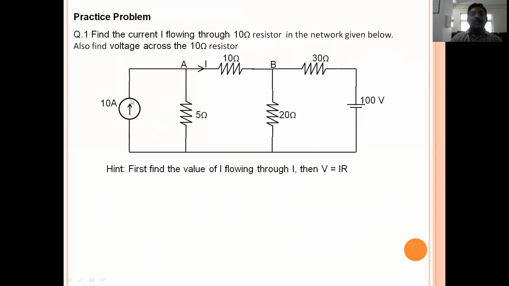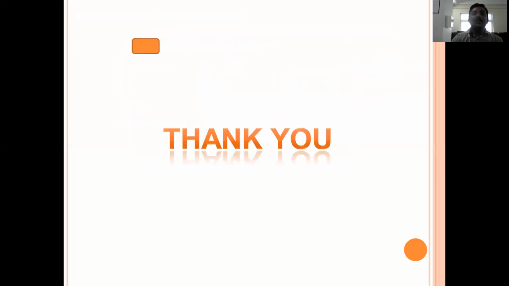The similar method you can use. First you deactivate any one of the sources and find the current through this resistance using the other source, and as a second case you deactivate the other source and find the current I2. Then take the algebraic sum. So that is about the superposition theorem, and with this I am winding up this particular section, and thank you.